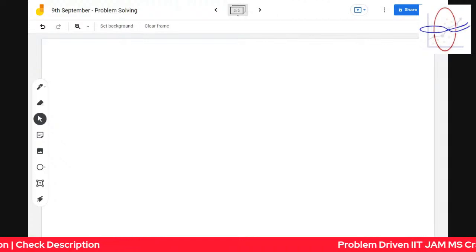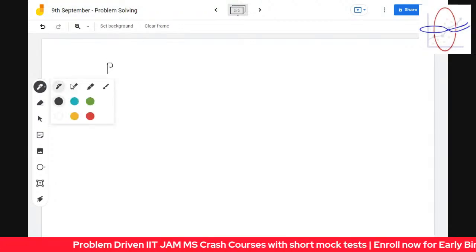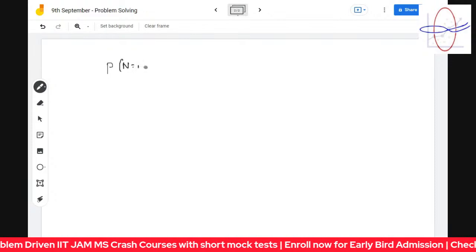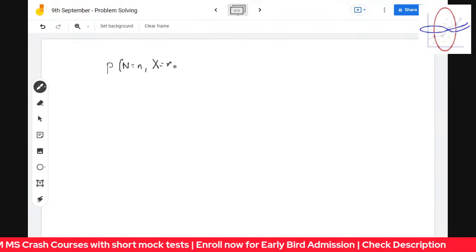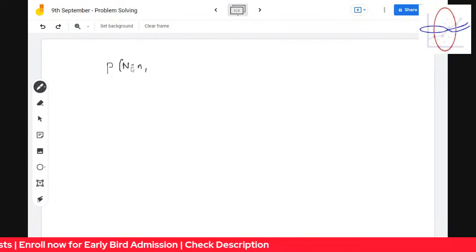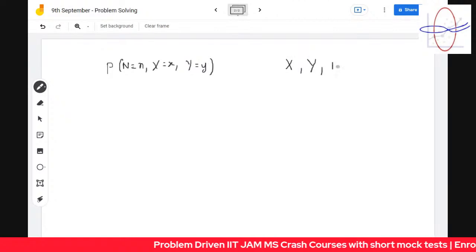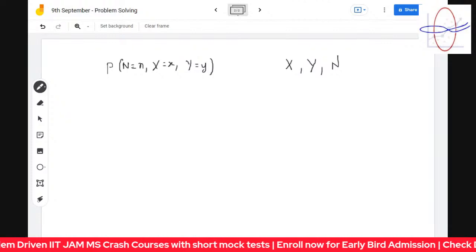Good. We need to find the probability. That's what it means. We need to find the probability that n is equal to small n, x is equal to small x, and y is equal to small y. This is what exactly we need to find, right? And you know the distribution of x, y, and you know the relationship between x, y, and n, right? So now tell me what's next. We know the marginal distributions of x, y, and n.